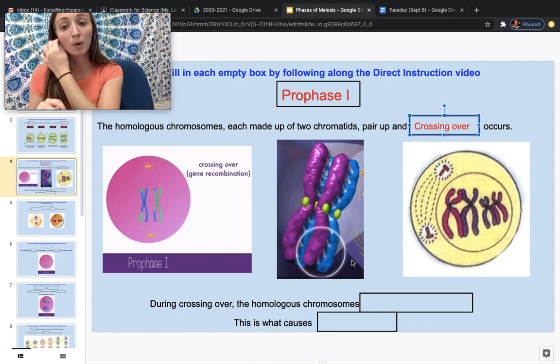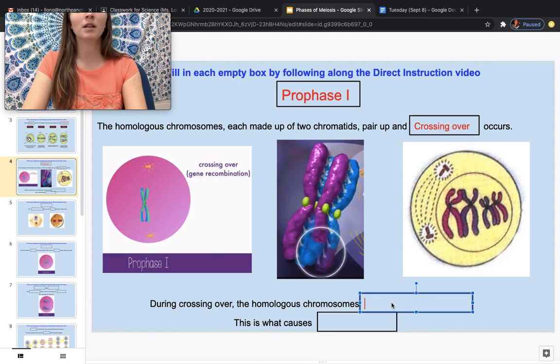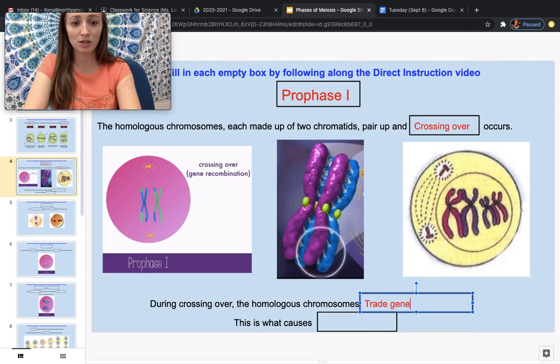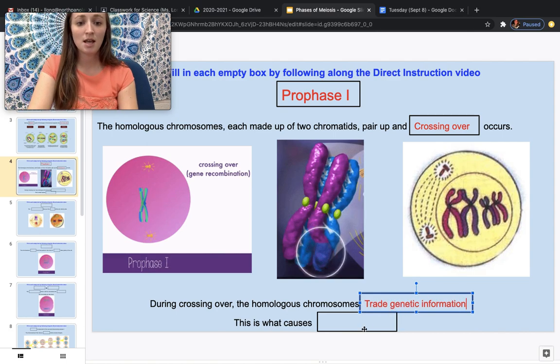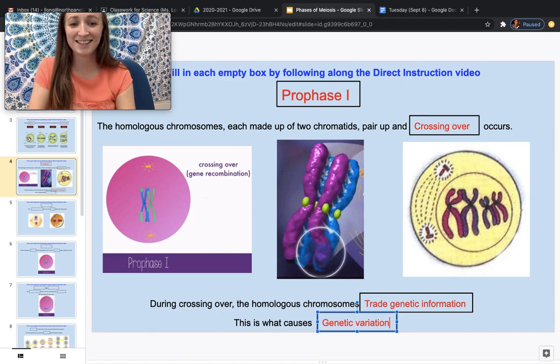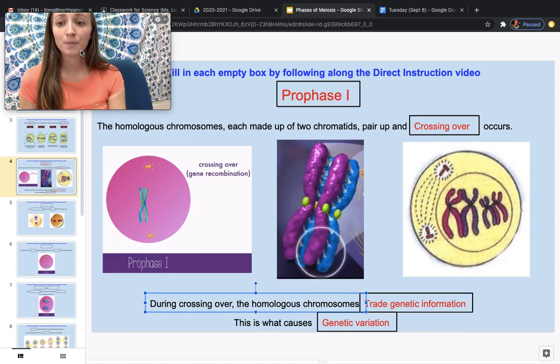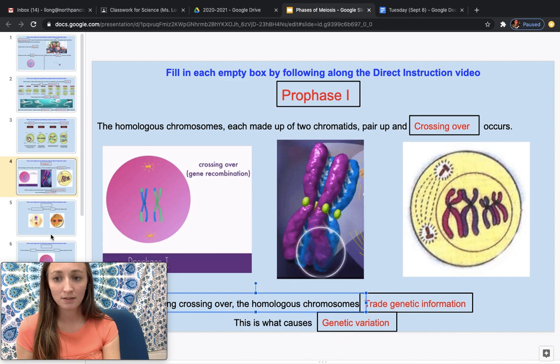It's super important. During crossing over, the homologous chromosomes trade genetic information, and this is what causes that genetic variation. I still can't spell even after a long break. Okay, so moving on. Next phase.